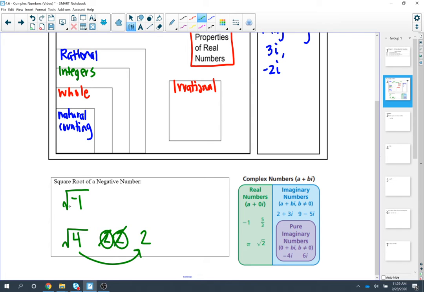Well, if I try to do that with a negative number, I can't do 1 times 1. I can't do -1 times -1. It's not going to work. So what we do is we say that this is i. It's imaginary. You can't actually do it because there's no two things that will multiply to a negative number. So the square root of a negative number is where we get i from.